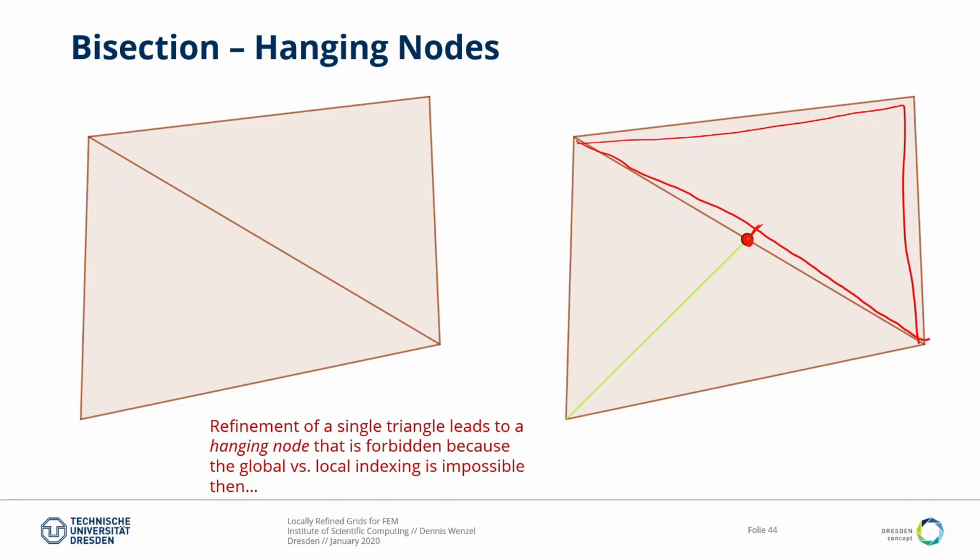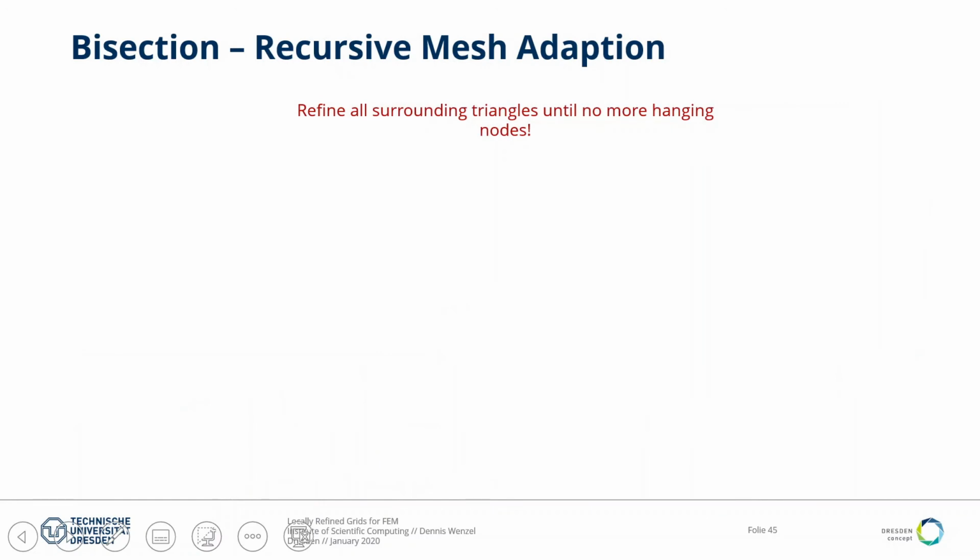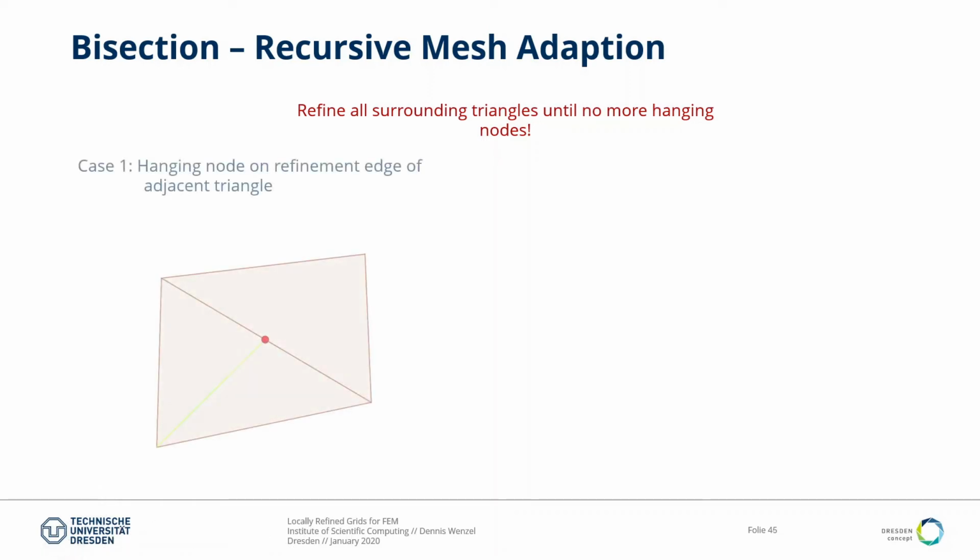So if you have this red point here now and go into this triangle here, say T0, then this is a vertex. If you go into this other triangle, this is also a vertex. You can always identify it. But if you go here, then you simply cannot do that. So you cannot identify the global with a local index, and that's just not working. So this cannot happen. What's necessary is we need to refine the surrounding triangles after having refined something locally until there are no more hanging nodes.